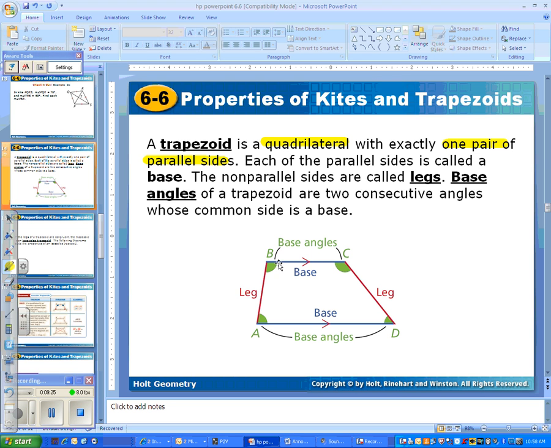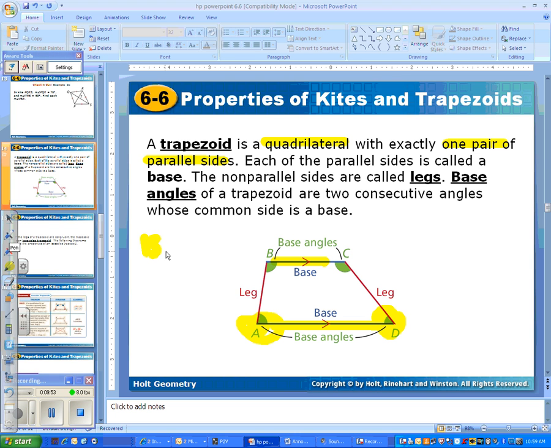Some important vocabs. The parallel lines are going to be called bases, and the ones that are not parallel are going to be called legs. And the two angles that are on the same parallel line, those are called base angles. So this one and this one is a base angle to each other, and these are another set of base angles. So that's some common vocabulary for a trapezoid.